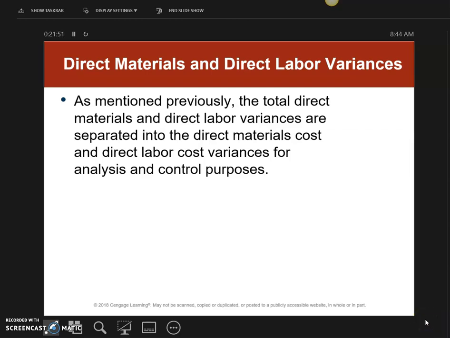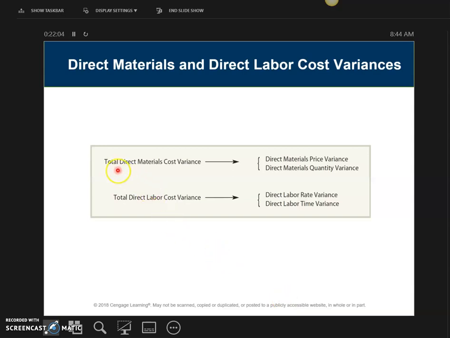In the previous slide, we talked about the total direct materials and the total direct labor variances, and they're separated into cost for purposes of analyzing. So here we have total direct materials cost variance equals the price variance plus the quantity variance. So we actually have to do these two separate. And my labor cost variance is broken into labor rate plus labor time or labor efficiency. First, we're going to examine direct materials.